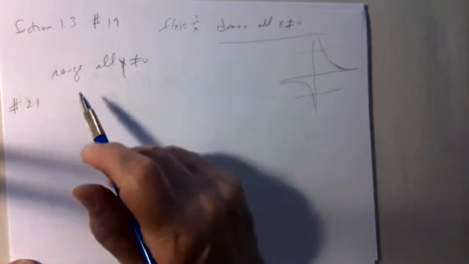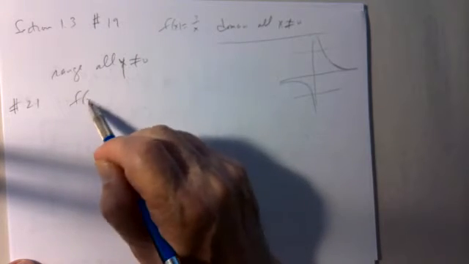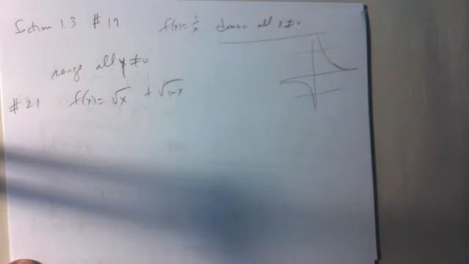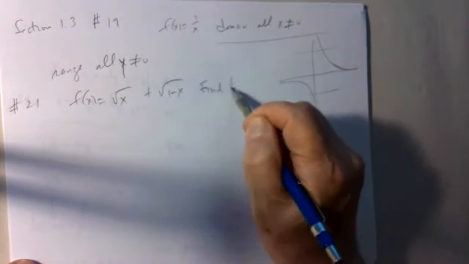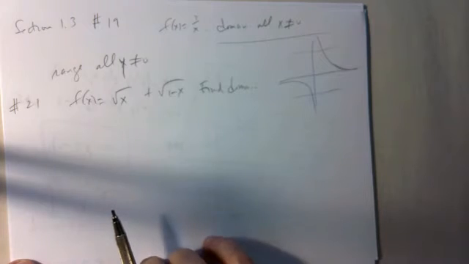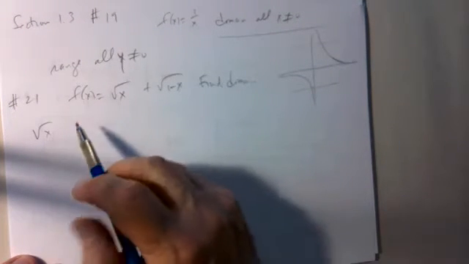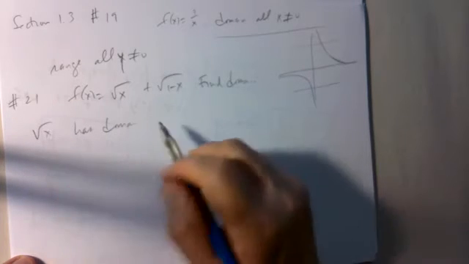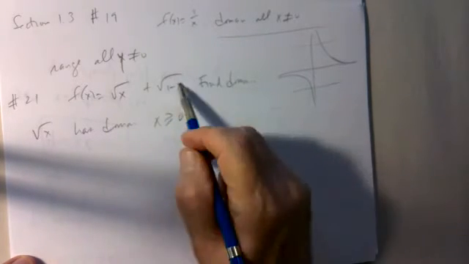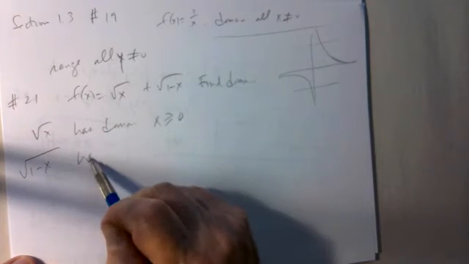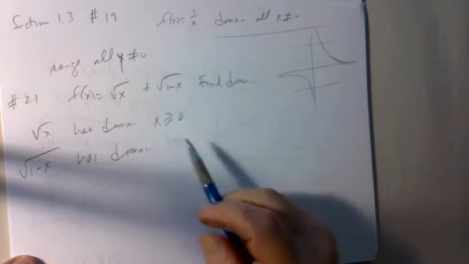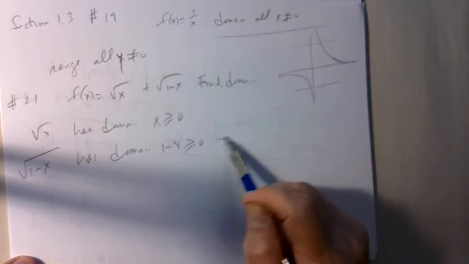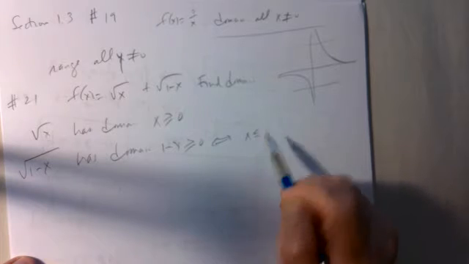What about number 21? In 21, we have the function f of x equals the square root of x plus the square root of 1 minus x. And we want to find the domain. So the square root of x has domain all x greater than or equal to 0. Square root of 1 minus x has domain all x such that 1 minus x, what's under the square root sign, is greater than or equal to 0, which is the same as x less than or equal to 1.